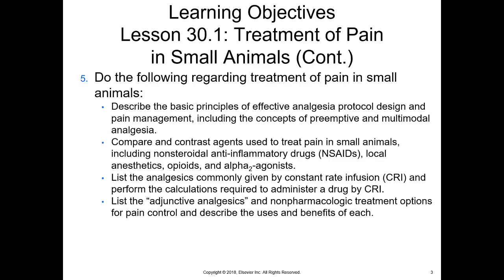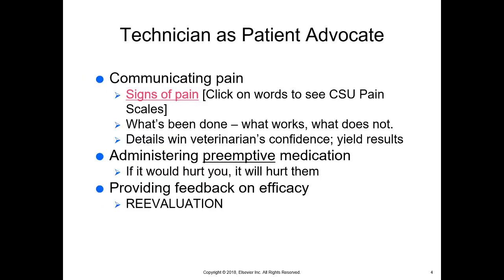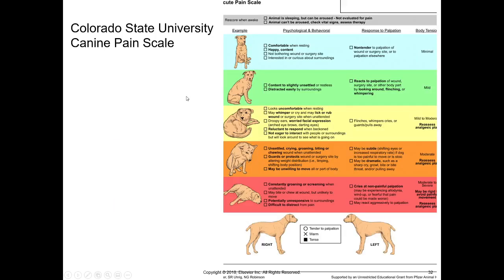I'm going to talk about a couple of different types of drugs as well: nonsteroidal anti-inflammatories, local anesthetics, opioids, and alpha-2 agonists. These are all ways in which we can create a pain-free environment for these pets. It starts by being the patient's advocate. You first need to be able to understand what pain looks like in animals.